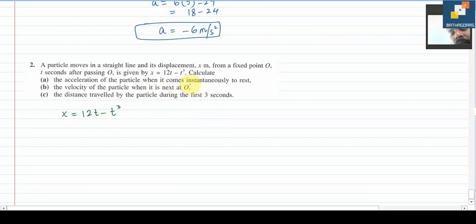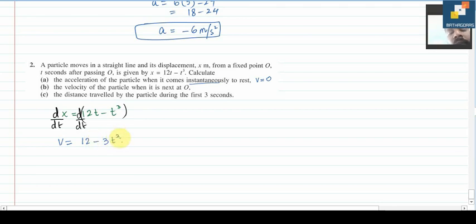So now we know what do you mean by instantaneously at rest. It means the velocity for this part is equal to 0, right? You have the expression for displacement, and from displacement how you need to find out velocity is very simple. You need to derivate your function. When you find out the derivative of displacement or distance, you will end up at velocity. So dx upon dt, its velocity, is equal to the derivative of 12t, it's 12, minus t cube, it's 3t square.